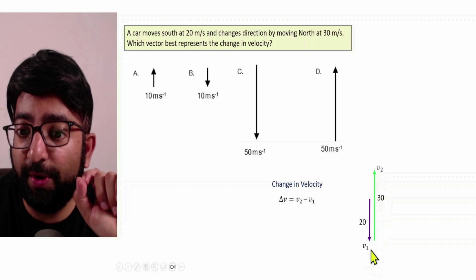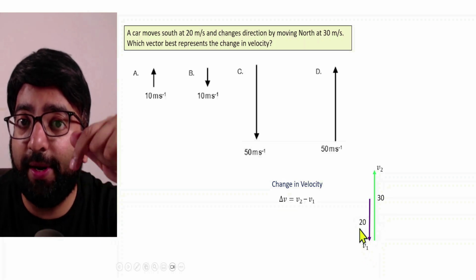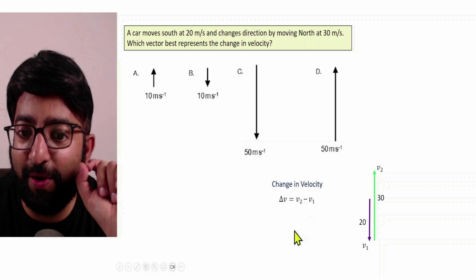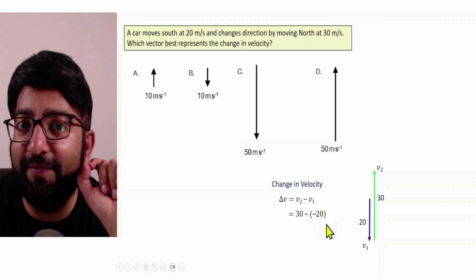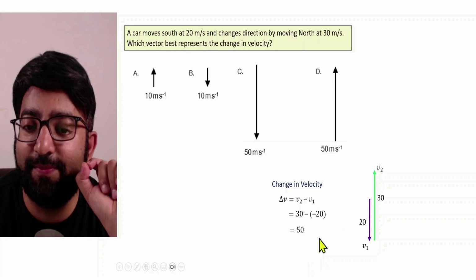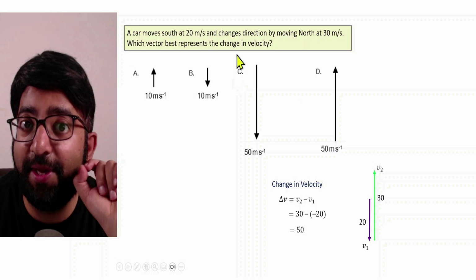But V1, as you can see, is going downwards. So the magnitude is 20, but since it is going downwards, we are going to consider negative 20. So the change in the velocity will be 30 minus negative 20. That is the key factor. And if you solve this, we are going to get 50 as the answer, which means A and B are actually wrong. The answer is either C or D.